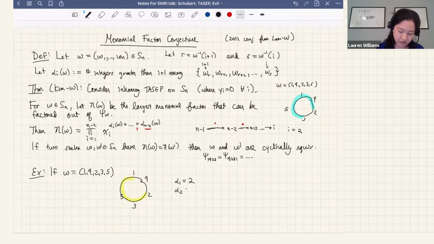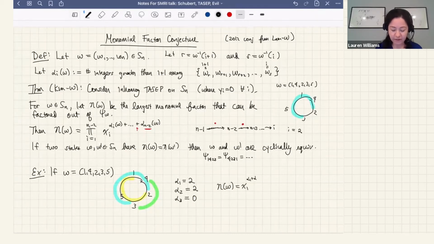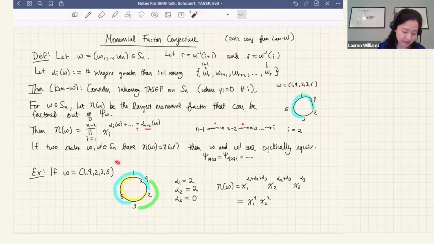And then to compute alpha_2, I'm going to start at 3, wrap around until I hit 2, count how many numbers I see that are bigger. And there are 2. And finally, to compute alpha_3, I will start at 4, wrap around until I get to 3, count how many numbers are bigger, and that's 0. And so by the formula, eta of W should be x_1 to the alpha_1 plus alpha_2 plus alpha_3, x_2 to the alpha_2 plus alpha_3, x_3 to the alpha_3, and this will be x_1 to the 4, x_2 squared. Okay, so this was the example where W is 14235, and I got this monomial.